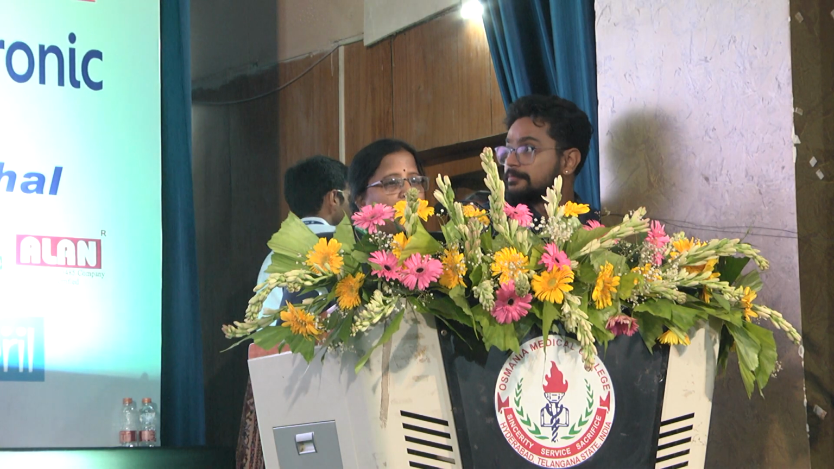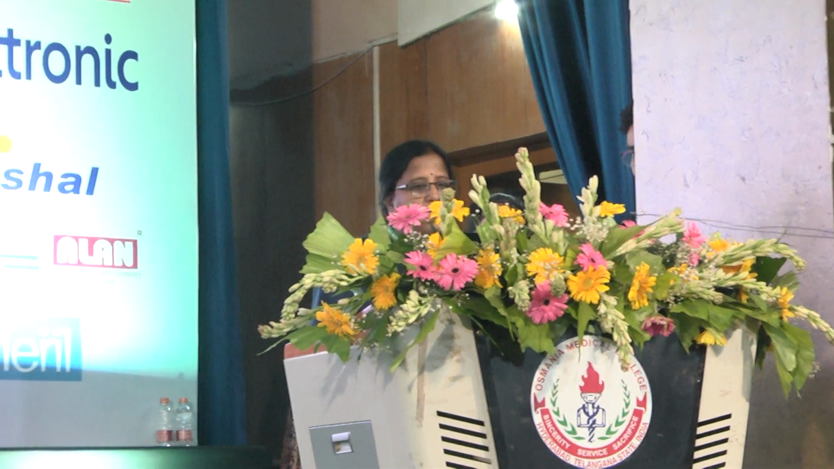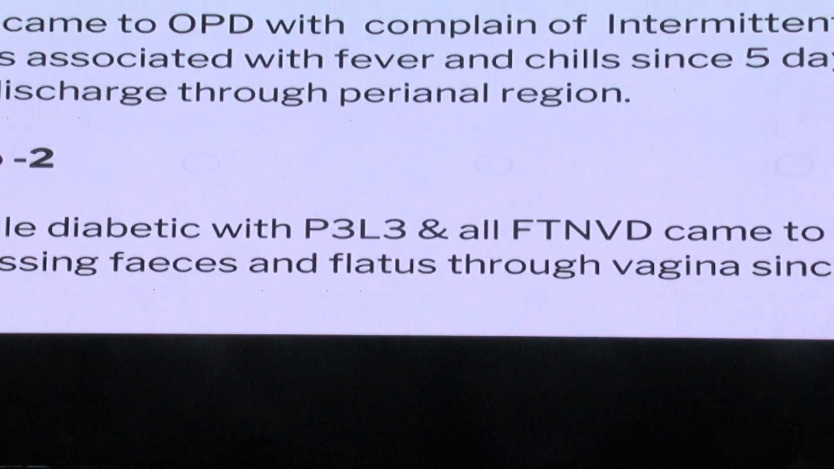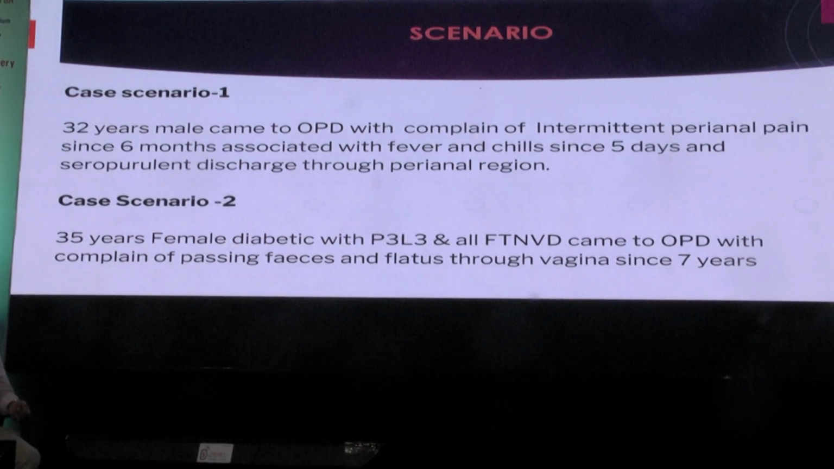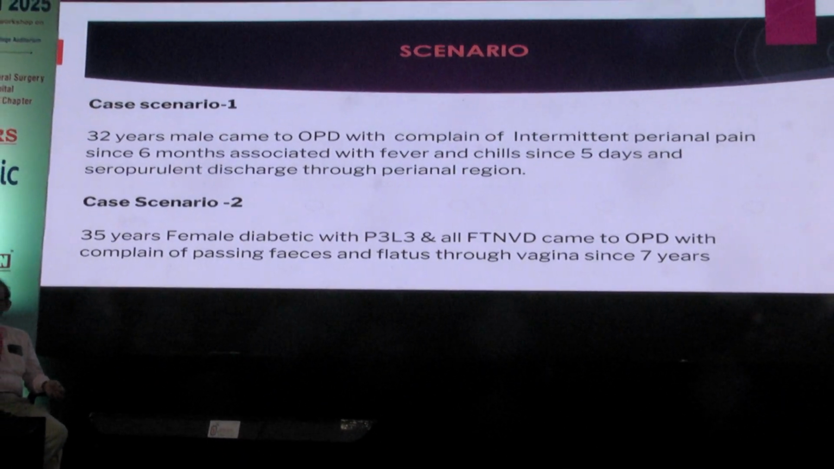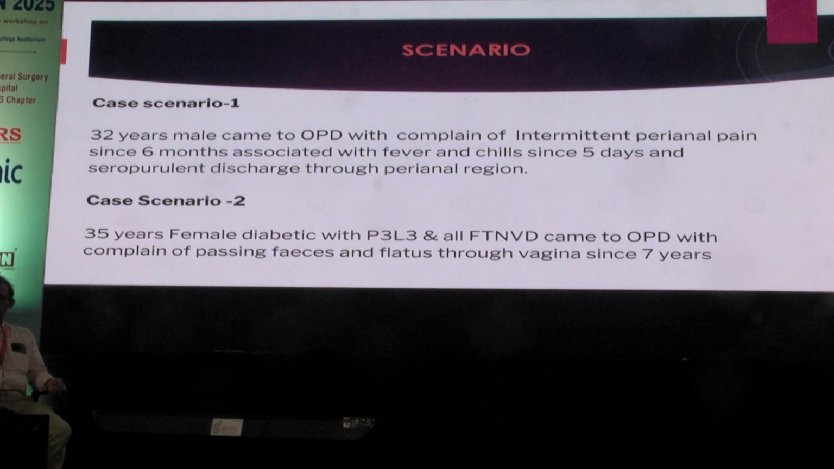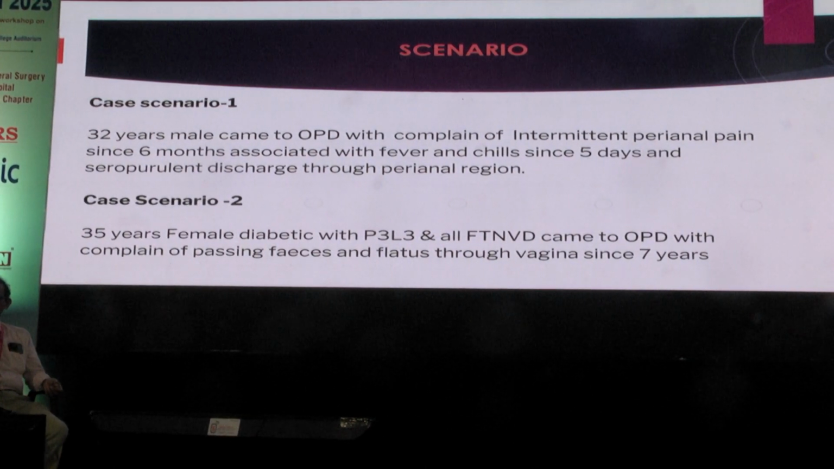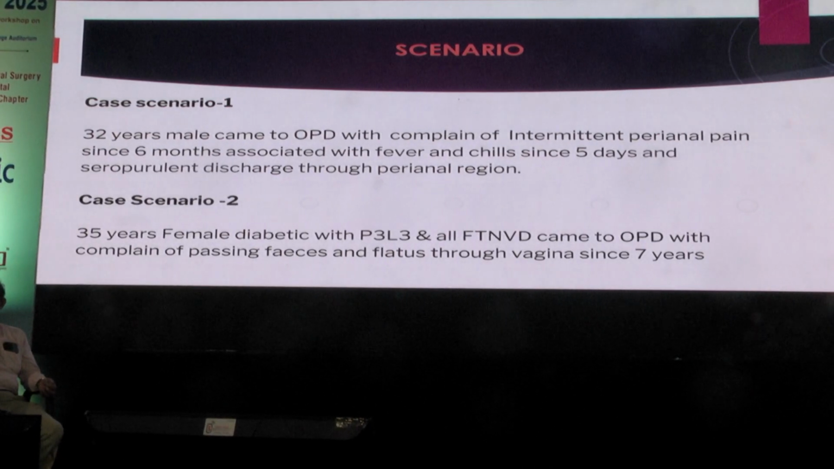Here I go. There's a case scenario. A 32-year-old male came to the OPD with a complaint of intermittent perianal pain since 6 months, associated with fever and chills since 5 days, and seropurulent discharge through the perianal region. Clinical diagnosis, can anybody give? It's just the time induction of the topic which I am dealing with. It is an anal fistula.